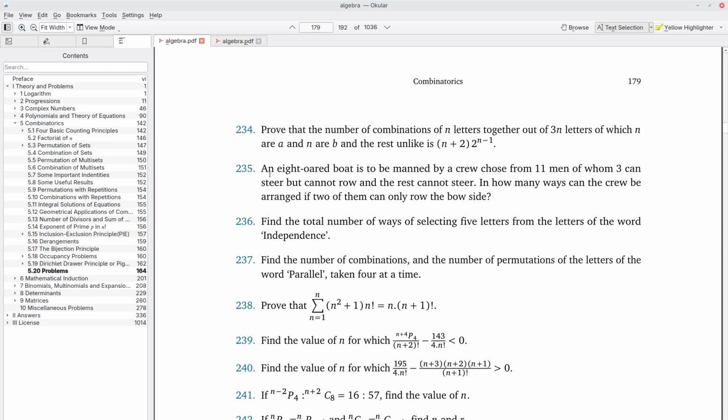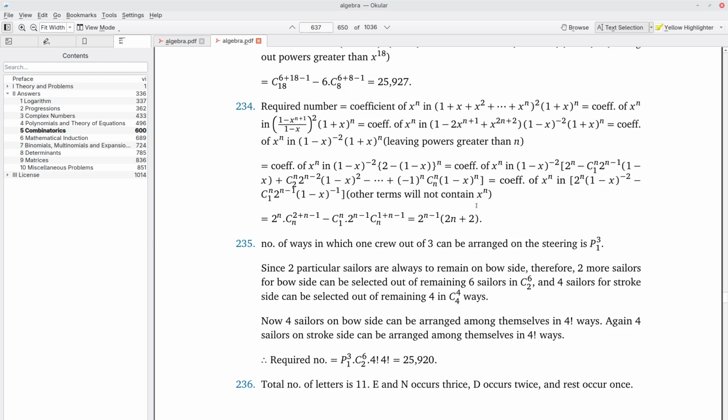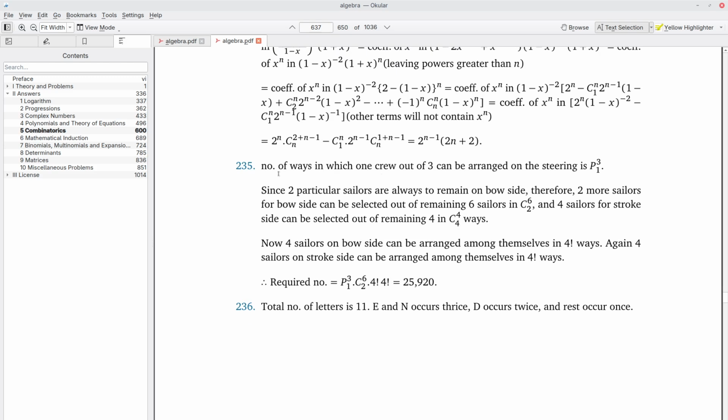Question 235 says that an 8-oared boat is to be manned by a crew chosen from 11 men, of whom 3 can steer but cannot row, and the rest cannot steer. In how many ways can the crew be arranged if 2 of them can only row on the bow side? So the number of ways in which 1 crew out of 3 can be arranged on the steering is 3P1.